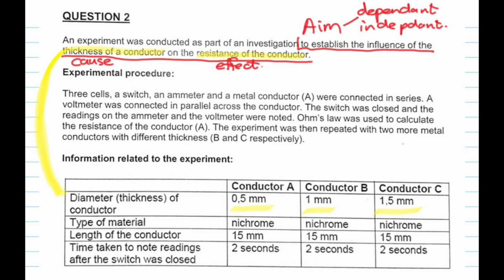And the things that they are keeping the same over here, the type of material, the length of the conductor, those types of things, that will be our controlled variables. And they are going to be the things that we need to do to ensure validity. Because remember, controlled means validity.